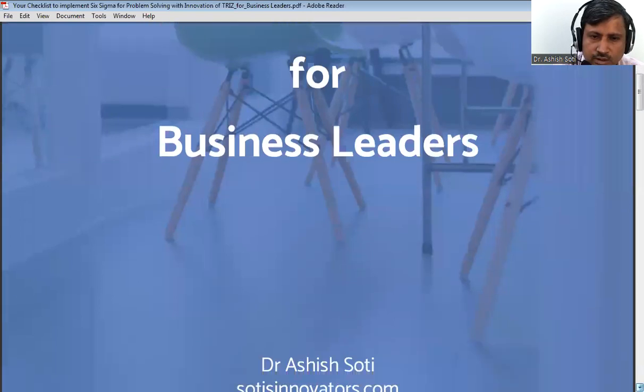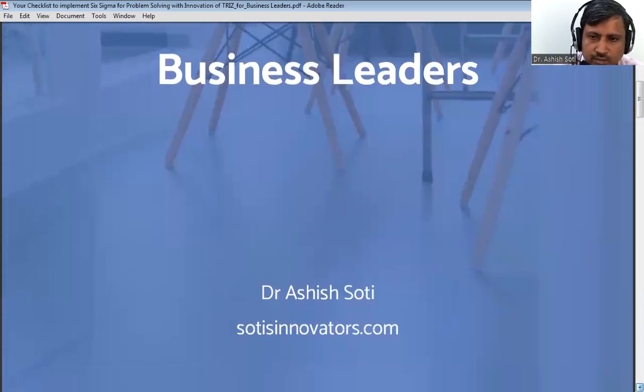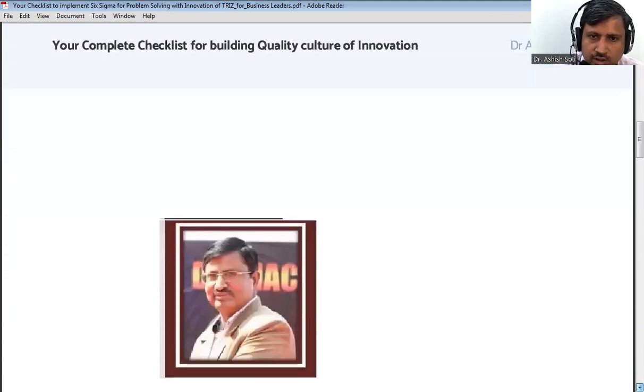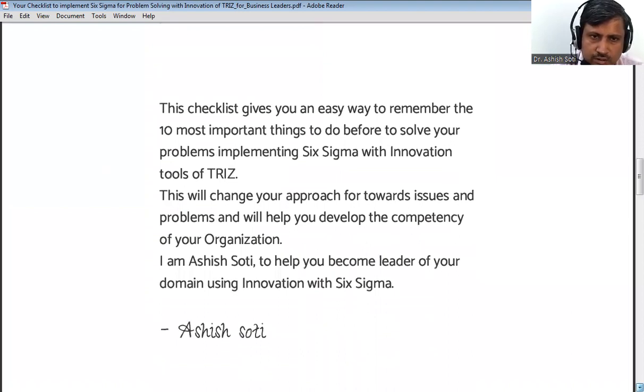So let us see. This is one of the ebooks. I am just giving the summary of it so that you can understand how the checklist will give you an easy way to remember the 10 most important things to do before implementing Six Sigma to solve your problem with innovation tools of TRIZ. This will change your approach towards the issues and problems and will help you develop the competency of your organization. So let us start.